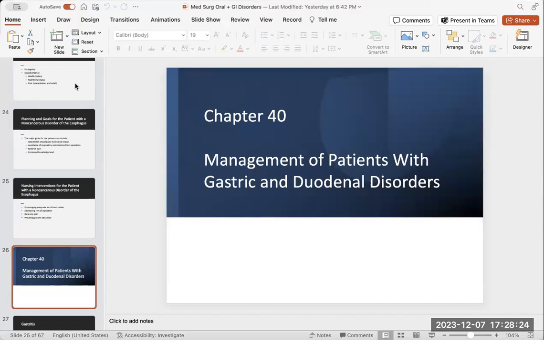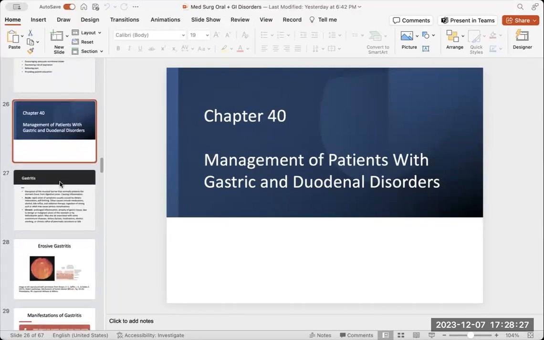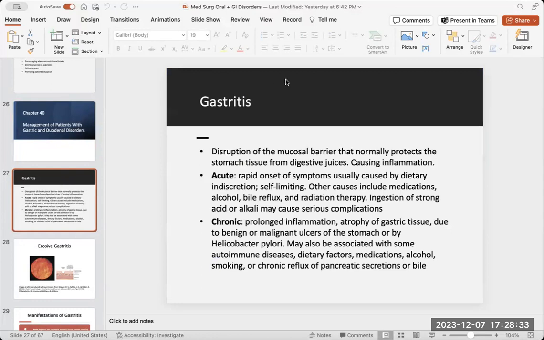No? Okay. So the next thing we have is management of patients with gastric or duodenal disorders. So we have something called gastritis. Now, anything that ends in itis means inflammation. So even if I can't remember, like, hey, I don't really know what this is, I know gastro or gastric means something to do with the stomach. And I know that itis means inflammation. So there's some sort of inflammation in the stomach.